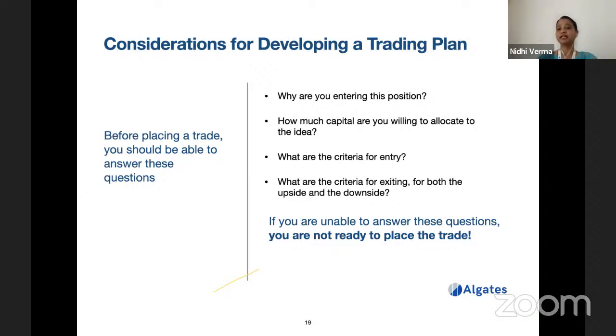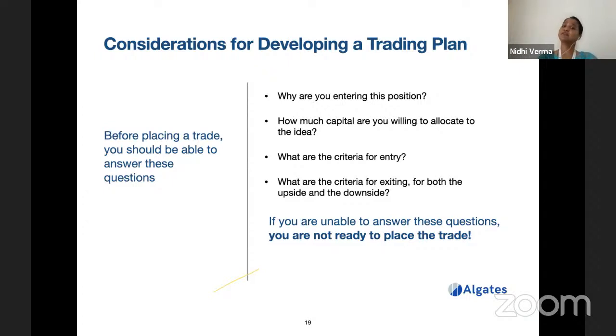What are the criteria for entry? What is my criteria for entry? Whether it has met my outlook. Is the strategy meeting my outlook? Is it the right selection of a strike price, the right selection of maturity? Are all these things met or not? What is the size which I am going to take? So all these criteria, whether that trade is meeting them or not.